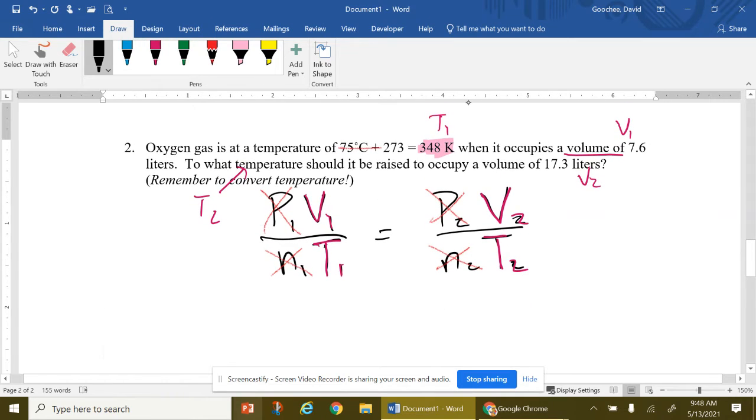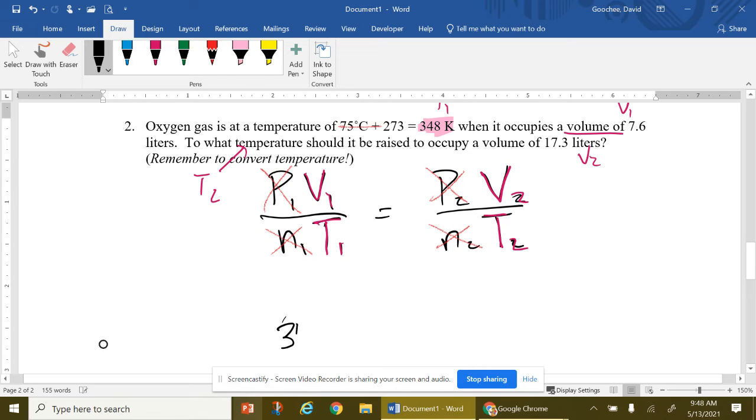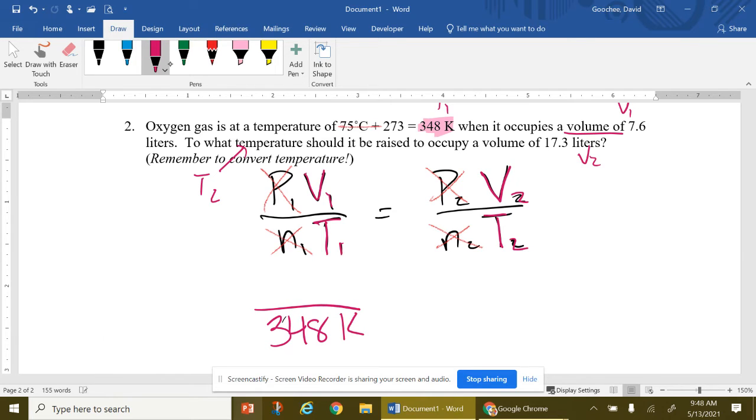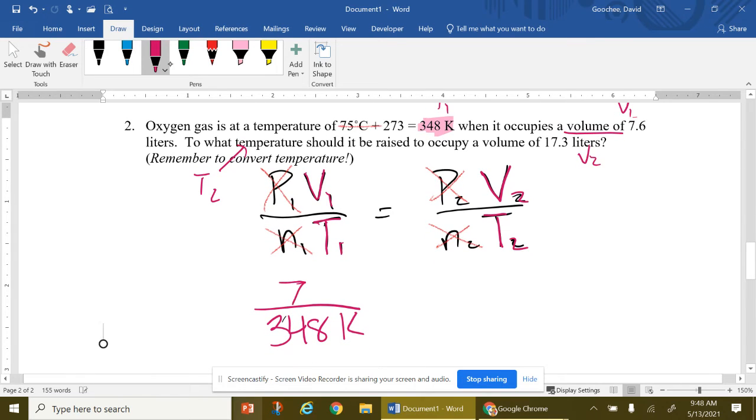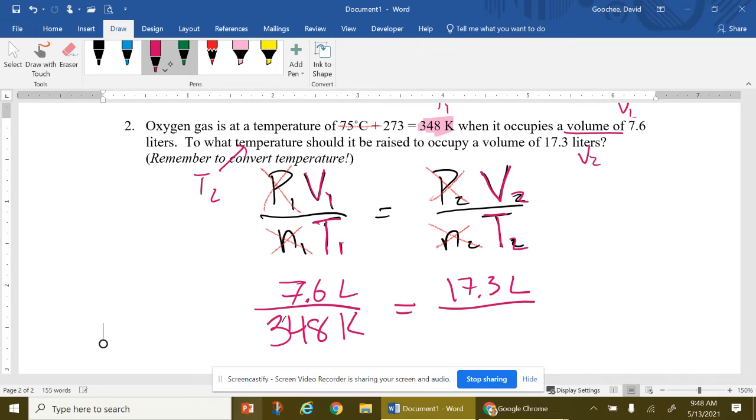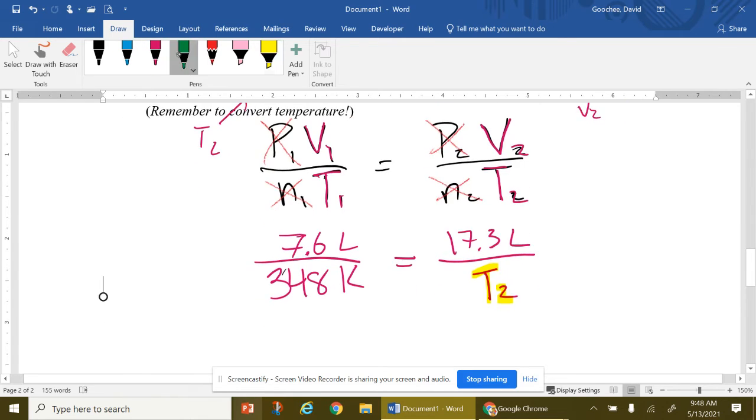So let's plug it in now. The initial temperature is 348 Kelvin. The initial volume is 7.6 liters. That's going to equal the final volume, 17.3 liters, over the final temperature, which is what we are solving for. Now, once again, I'm so sorry, but you have to solve for a denominator sometimes, guys.